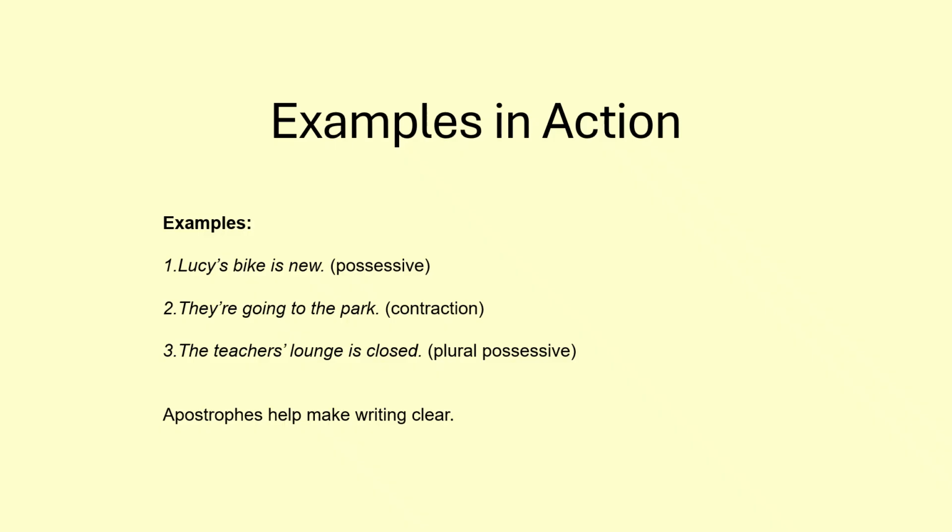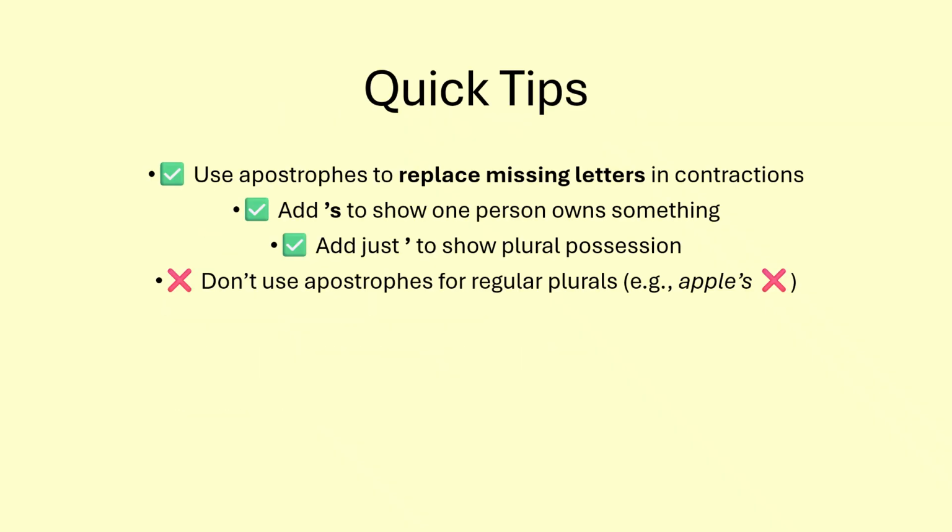Apostrophes therefore help make writing clearer. A couple of quick tips. Use apostrophes to replace missing letters in contractions, as we've seen in the examples. Add an apostrophe s to show one person owns something, and add just an apostrophe to show plural possession. Don't use apostrophes for regular plurals, such as apples, with an apostrophe between the E and the S.